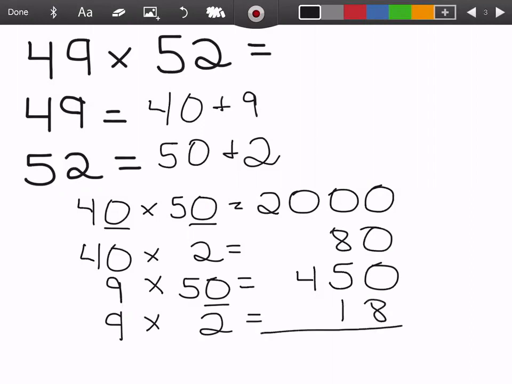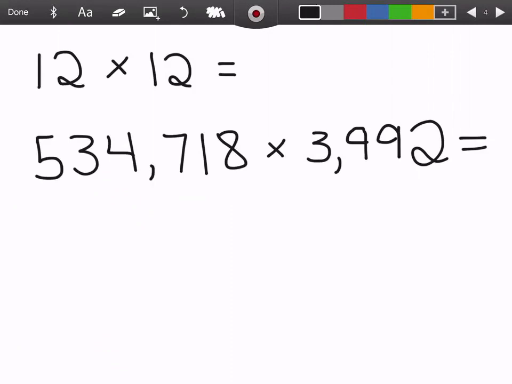We're going to add those four numbers together. Our ones place is just 8. And our tens place, we have 8 and 9, plus 5 is 14. We will go ahead and carry that 1. 1 and 4 makes 5, and so we have 2,548.